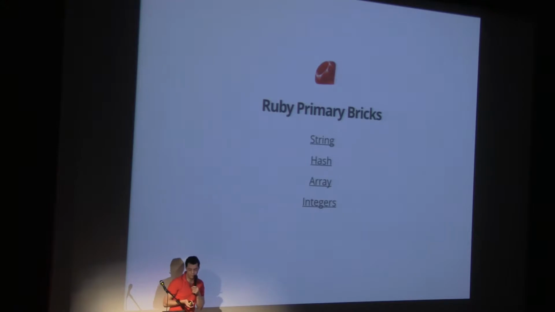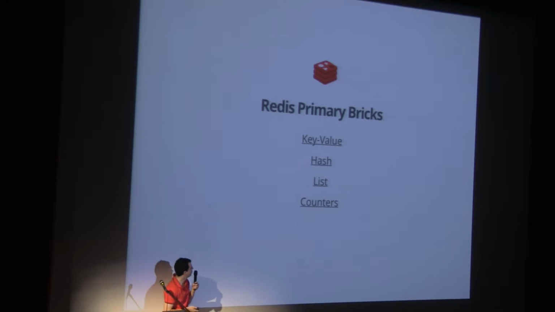So this is the Ruby conference, right? And hopefully most of us know Ruby, at least to some degree. And these are the 4 primary data bricks I see in Ruby, which are strings, hash, array, and integers. While Redis also has 4 primary bricks, which are key value, hash, list, which is sort of an array, and counters, okay? Actually, in Redis, we also use set and sorted set.